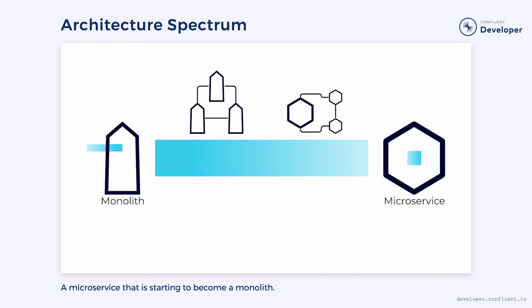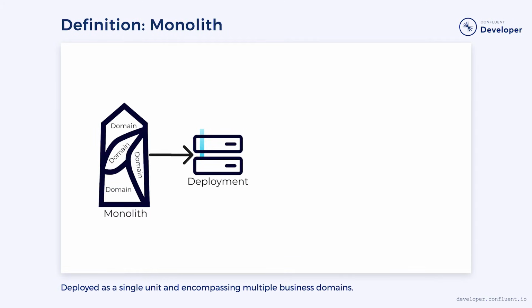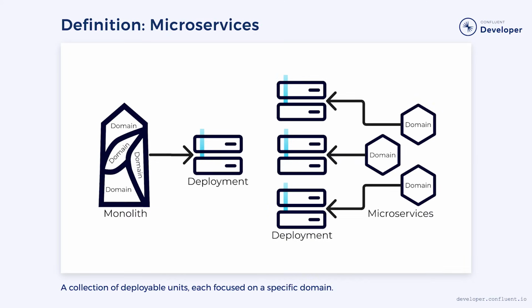With that in mind, let's start with basic definitions. A monolith can be described as a system deployed as a single unit and encompassing multiple business domains. Microservices, on the other hand, are a collection of deployable units, each focused on a specific domain. We're ignoring a lot of nuances, but this is a starting point we can build on.